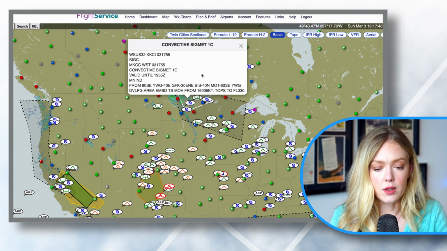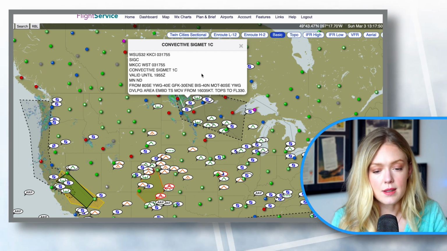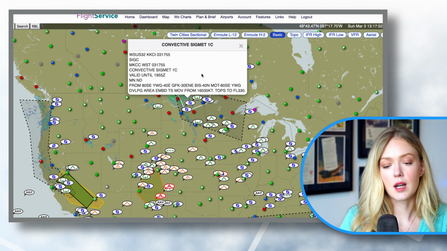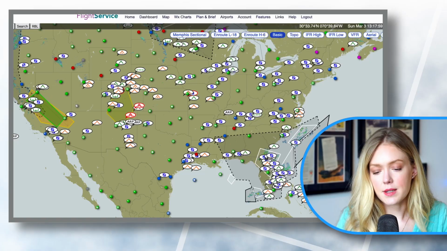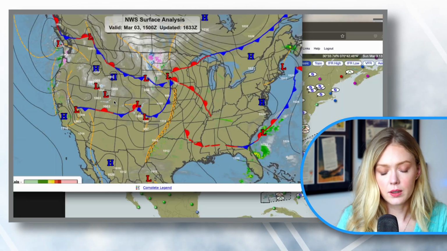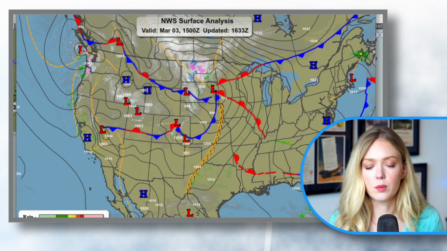Developing area of embedded thunderstorms moving from 160 at 35 knots. Tops are up to flight level 300. We're not going through that. We're not getting over it. Got some convective stuff down over Florida caused by this stationary front and low pressure. We know, or should know, that there are a lot of hazards associated with thunderstorms. We've got microbursts, turbulence, icing, hail. Definitely stay out of all these convective SIGMET areas and think twice before I flew into one of the outlooks.